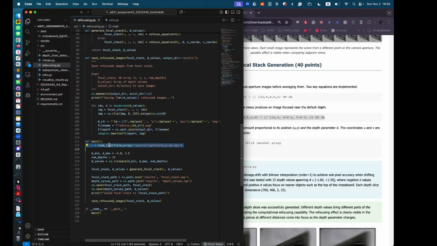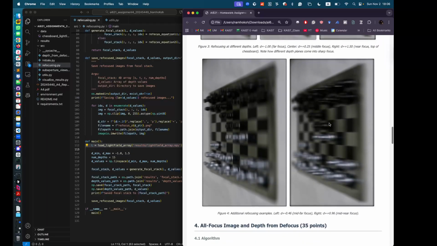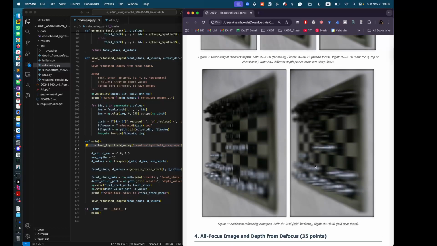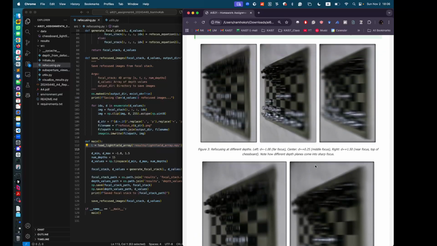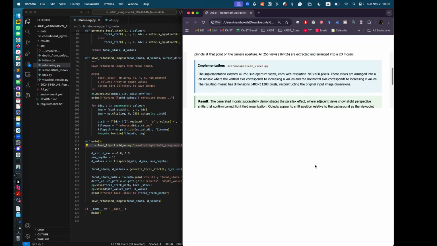So negative D values focus on farther objects and positive D values focus on nearer objects, like the top of the chessboard. Now, if you look at figure 4 down here, these were the results for figure 3, and for figure 4, you can see the effect clearly in the results. At D equals negative 1.0, the background is sharp, and at D equals 0.25, the middle depth is in focus, and at D equals 1.5, you can see here, the top of the chessboard and the nearest chess pieces are sharpest. So the focal stack stores all 15 of these in the 4D array.